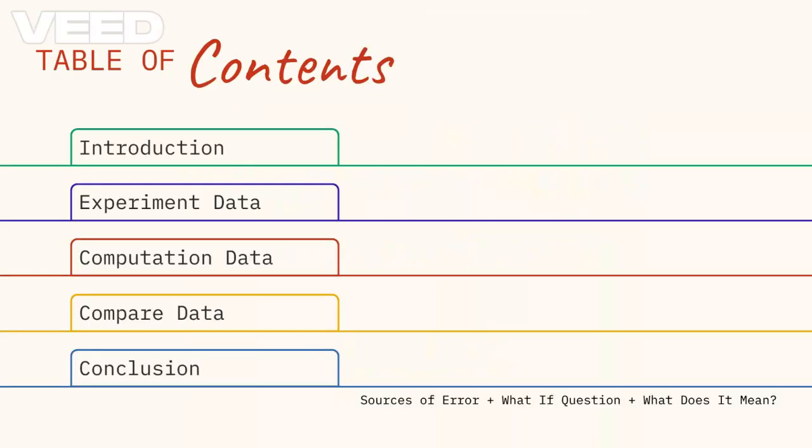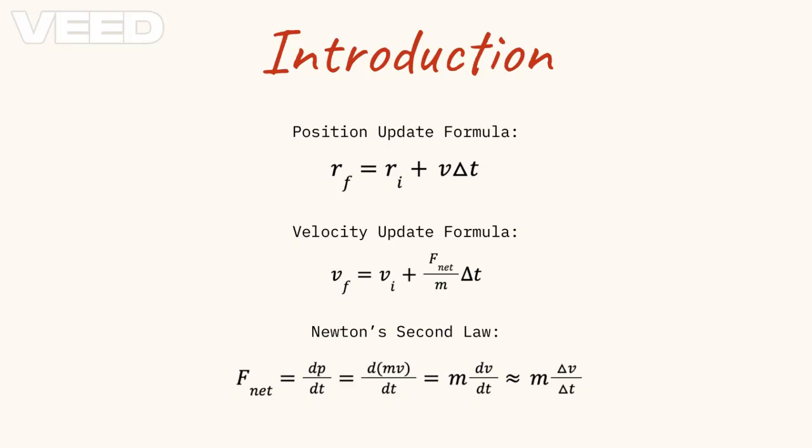This is my table of contents. For this lab, the purpose was, one, to visualize how Newton's second law applies to real world objects, and two, to verify experimentally that Newton's second law is true in practice. Specifically, we wanted to visualize an object moving with constant velocity.